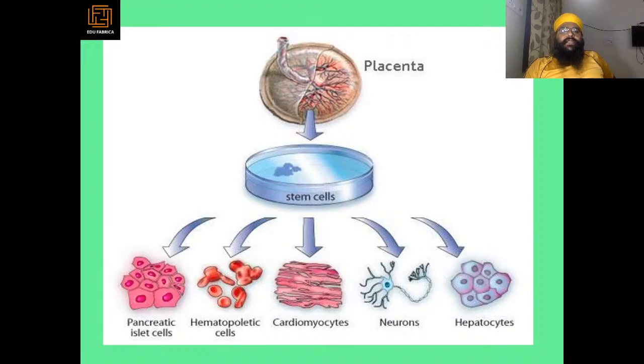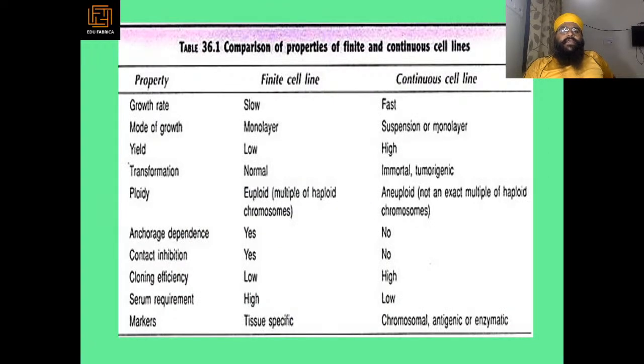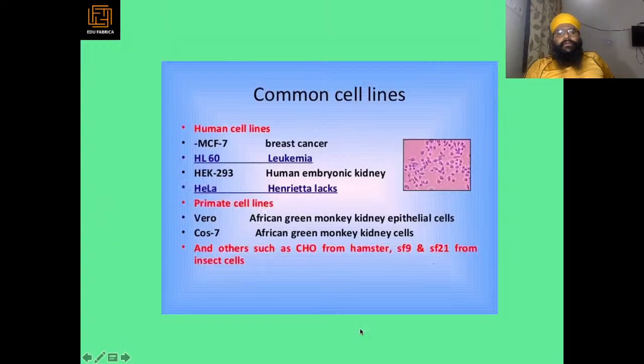This we have discussed. Some comparisons, properties of finite and continuous cell line. So finite, which is like some definite period, the growth rate is slow, the continuous is fast. This is monolayer, suspension, low and high, normal, immortal, euploid, aneuploid. Anchorage dependence, yes, no. Contact inhibition, yes, no. Cloning efficiency, low and high. Serum requirement, high and low, and so on.